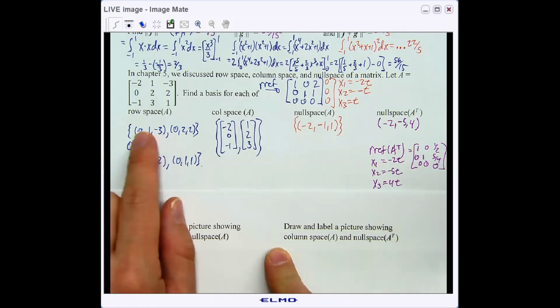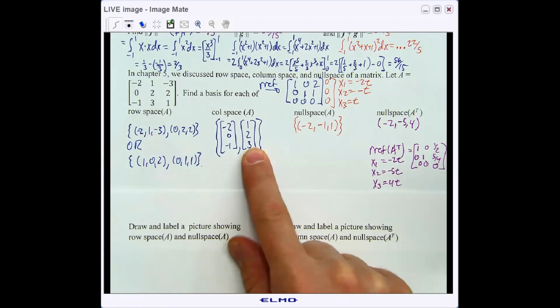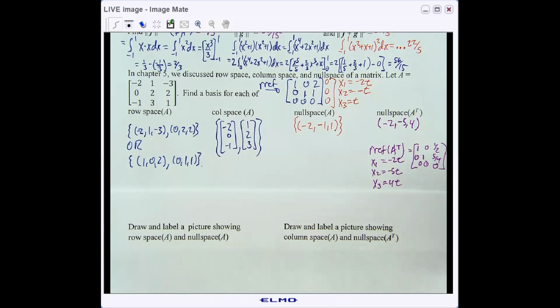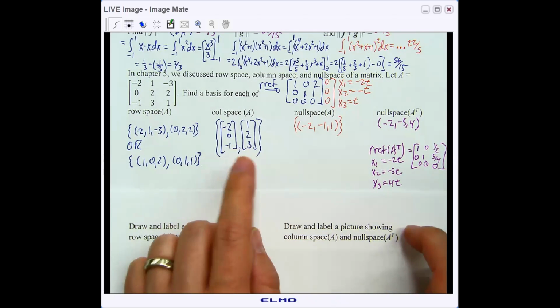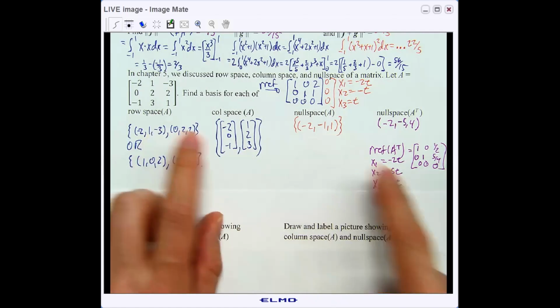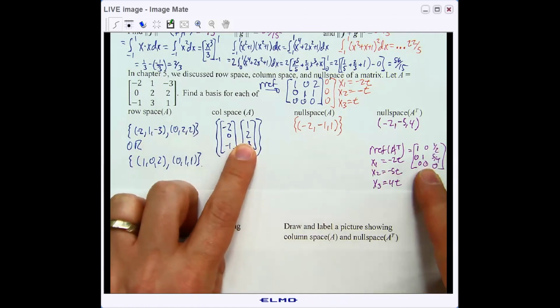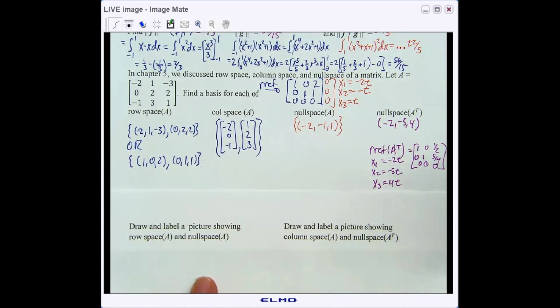for the row space and the column space in 3 dimensions, and do the row space and the null space, and then the column space and the null space of A transpose. Try and draw a picture here, and then I'll show you my picture using technology here in just a second.